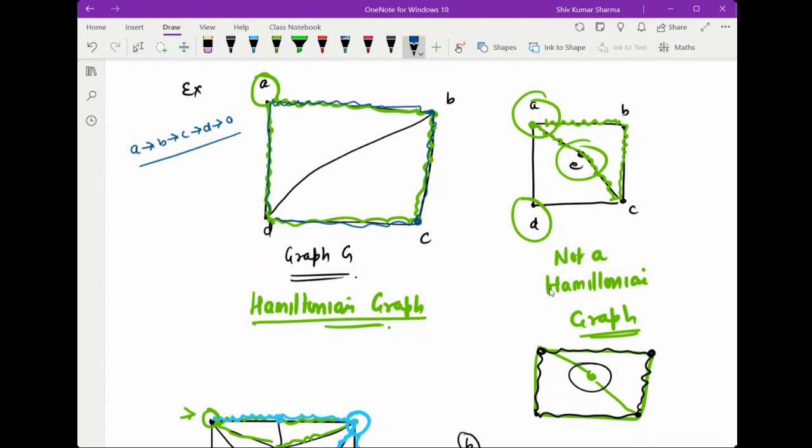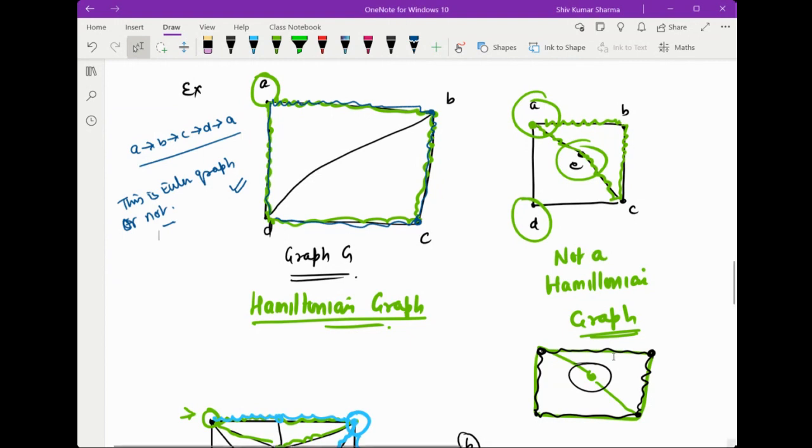But the same question can be asked on the basis of the same graph. Is this graph an Eulerian graph or not? This is a Hamiltonian graph, but is it an Eulerian graph or not? Our answer is no. Okay, very good.